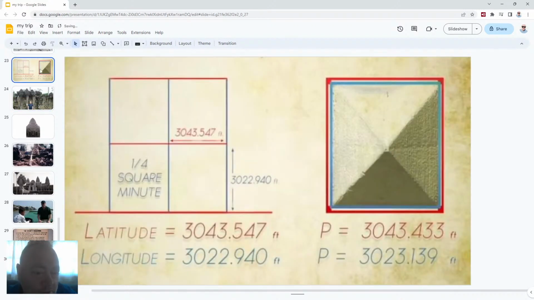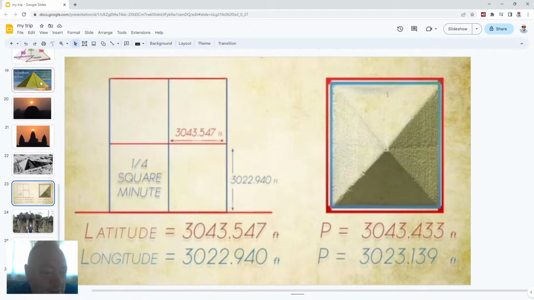Okay, so what you've got is 43200 seconds is actually, if you divide the full proportion of the Earth, 1 square minute of the pyramid. This is from Randall Carlson. And I want to give him credit, but I forgot to put his picture in there.